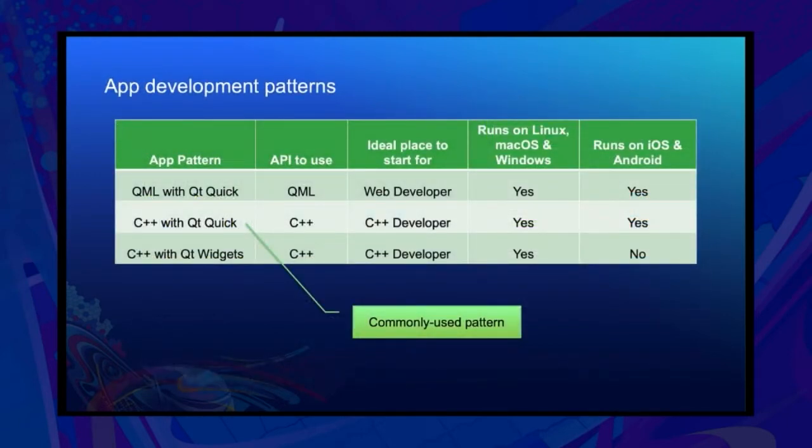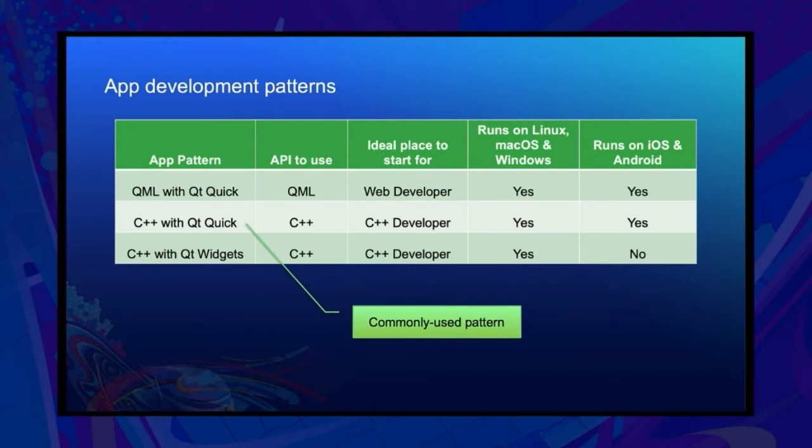When you're building a Qt app, there are three main different patterns you can follow. The first is QML with Qt Quick. This uses our QML API. This is a great place to start if you're a web developer because it requires no C++ skills at all. QML, like I mentioned earlier, is a JavaScript-based language, so it's very familiar for web developers, and this runs on all platforms.